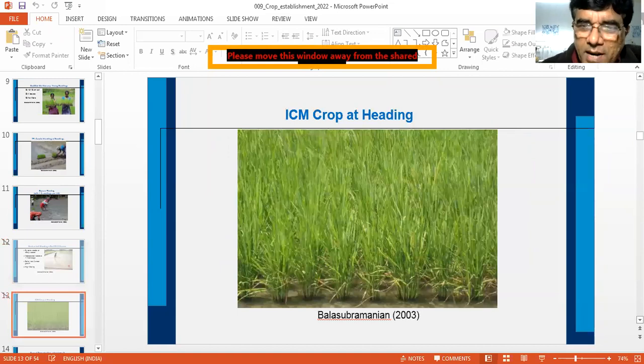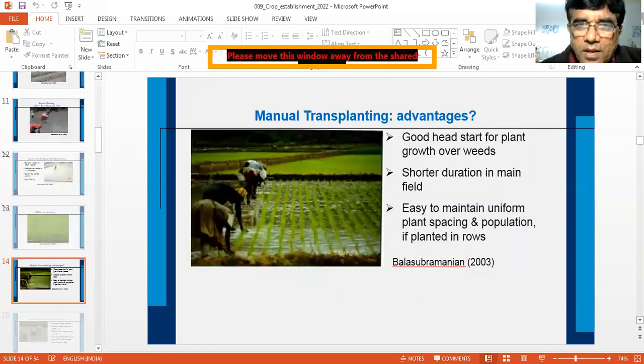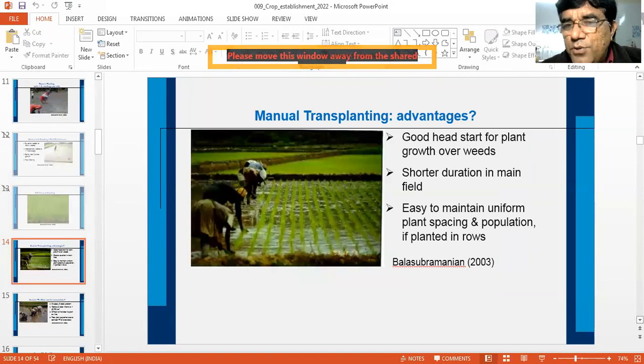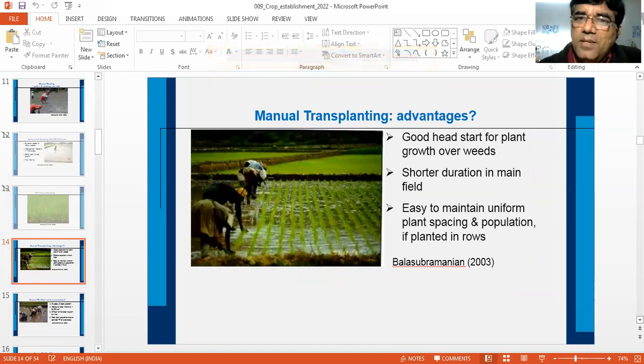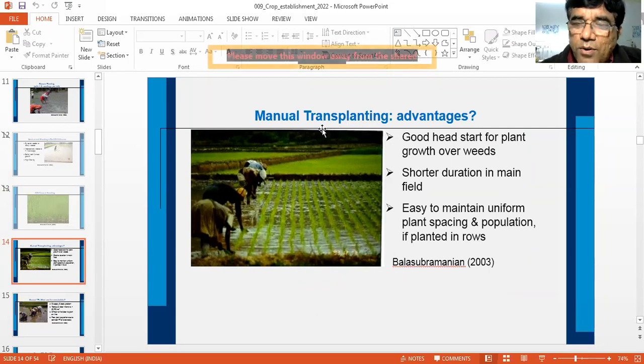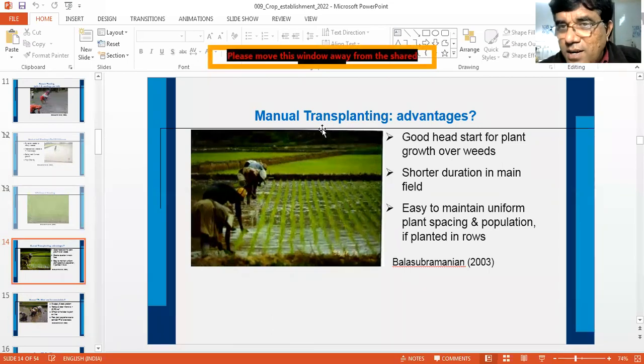And ICM crop at heading stage picture. And manual transplanting. As I told you, there can be 2 methods. One is manual method of transplanting, and other is machine method or mechanical method. So manual transplanting has some advantages over direct seeding. The first advantage is that it gives you good head start for plant growth over the weeds. By the time weeds germinate and come out, the crop will close its canopy, or crop will grow faster. It can compete much better than the weeds.